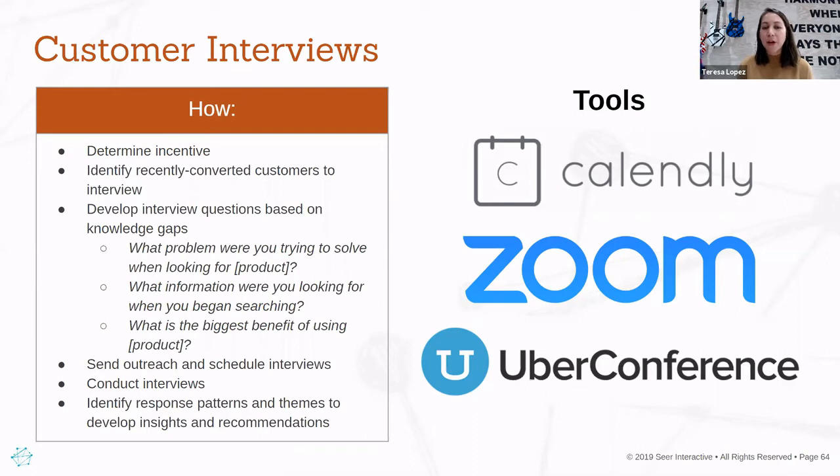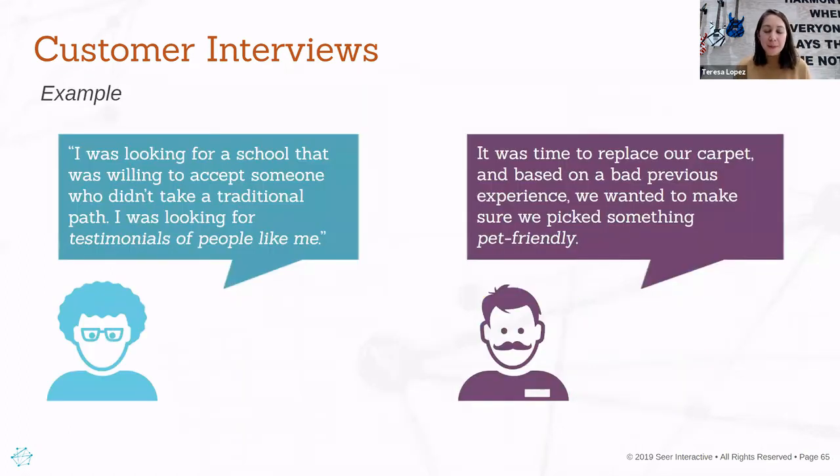You want to look for people within a 90-day window or a 6-month window to make sure we're getting people who came in more recently. Some examples that we have from clients. This is a quote for one of our education clients. "I was looking for a school that was willing to accept someone who didn't take a traditional path. I was looking for testimonials of people like me."